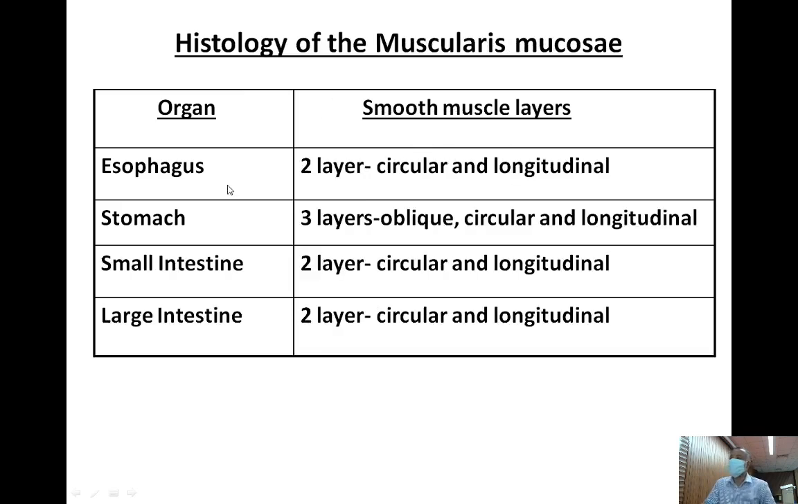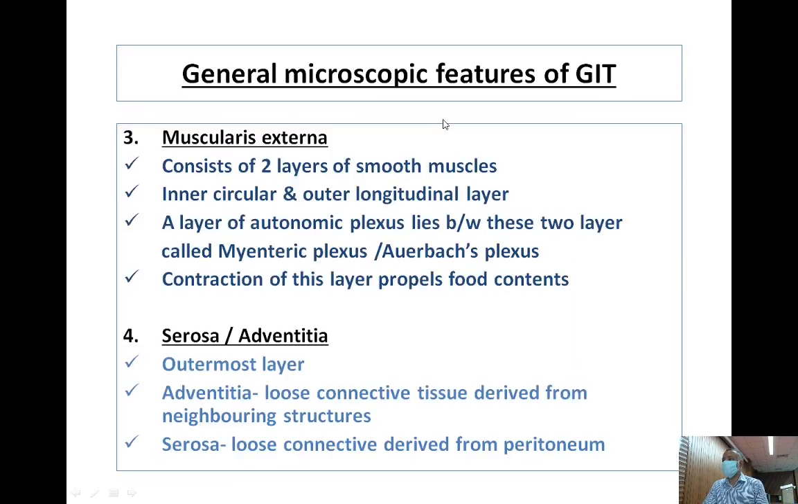Okay. Then esophagus, come to the muscularis mucosae. Muscularis mucosae or muscularis interna. Here smooth muscle. This is actually part of the mucosa. So smooth muscle layer. In the esophagus we are having 2 layers, that is circular and longitudinal. But in the stomach, this is not muscularis mucosa, this is muscularis externa. Okay, muscularis externa. So come to the muscularis externa.